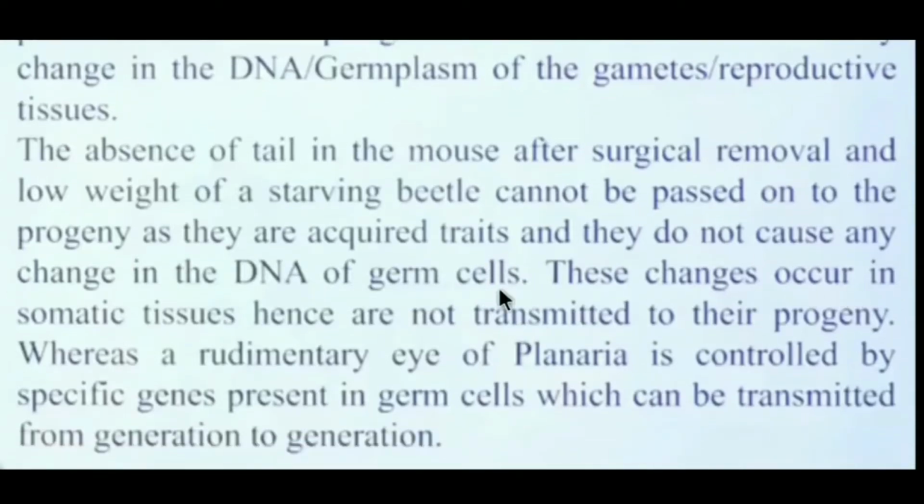These changes occur in somatic tissues, hence are not transmitted to their progeny. Whereas a rudimentary trait is controlled by specific genes present in germ cells, which can be transmitted from generation to generation.